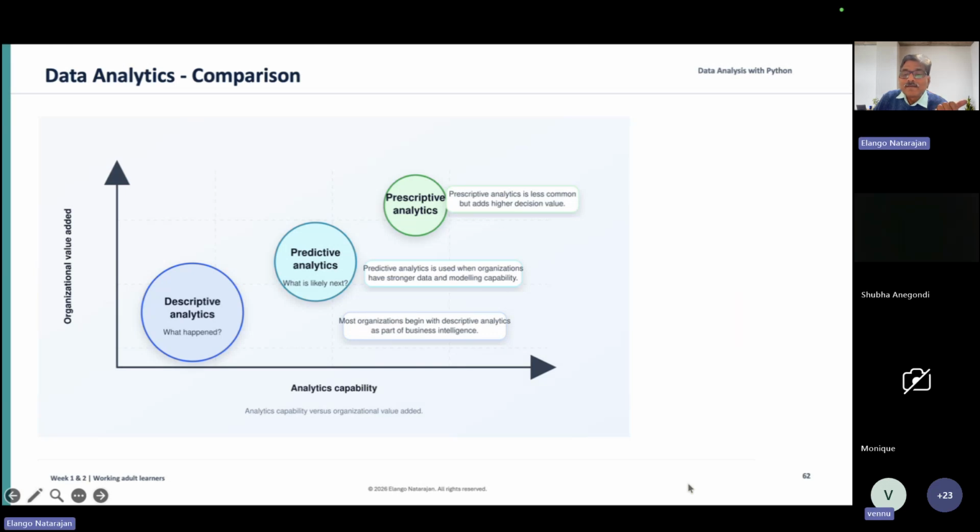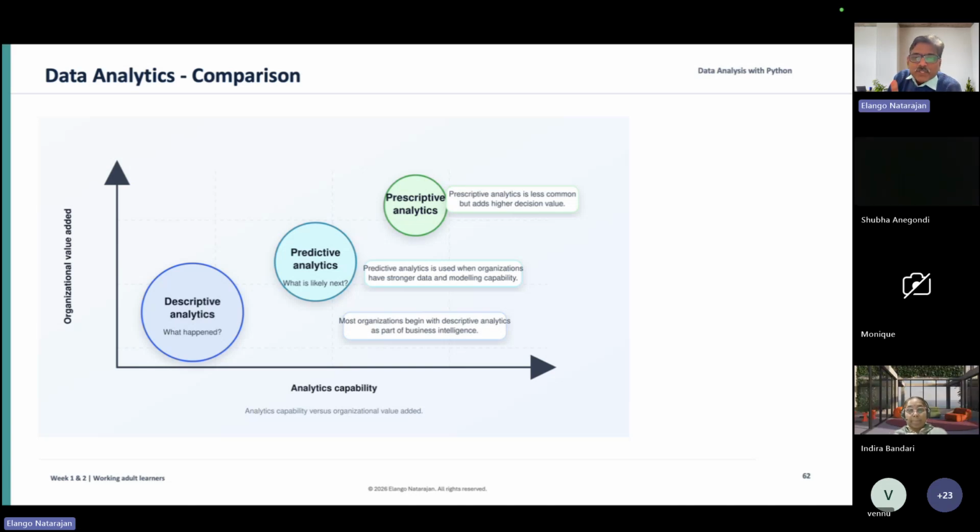Natarajan? Yeah. What additional skills do we need to move from descriptive analytics to predictive and prescriptive analytics? Okay. There is no particular skill you need. These are all in the Python library itself. If you are a data engineer, you will restrict yourself to the ETL process. But if you are a data analyst, you will move to developing the models.